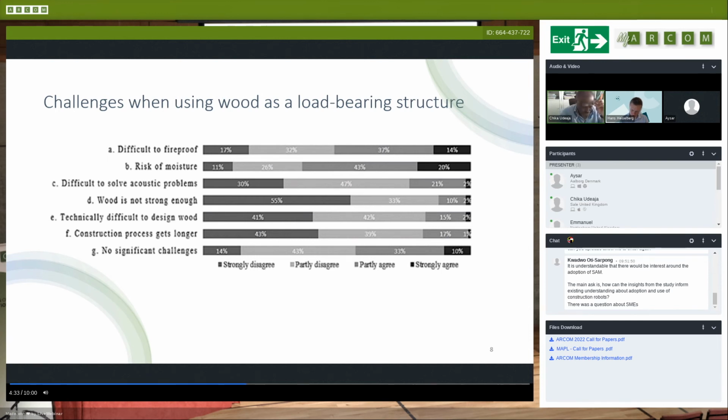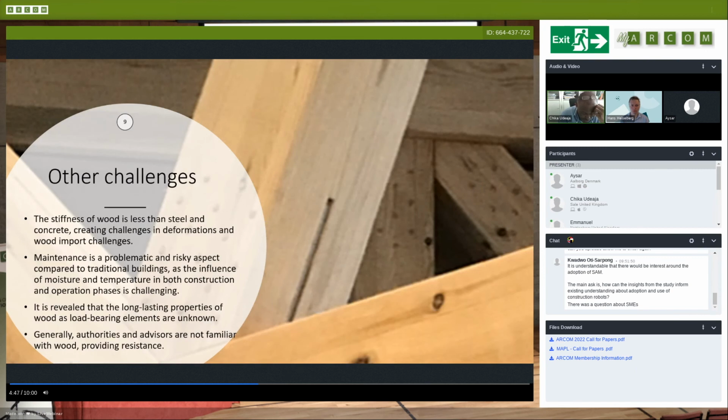According to robustness, wood is perceived as a solid and robust material. According to the construction process, wood will not prolong the building process. Other challenges collected from respondents' comments reveal that the stiffness of wood is less compared to steel and concrete, creating challenges in deformations and also wood import.